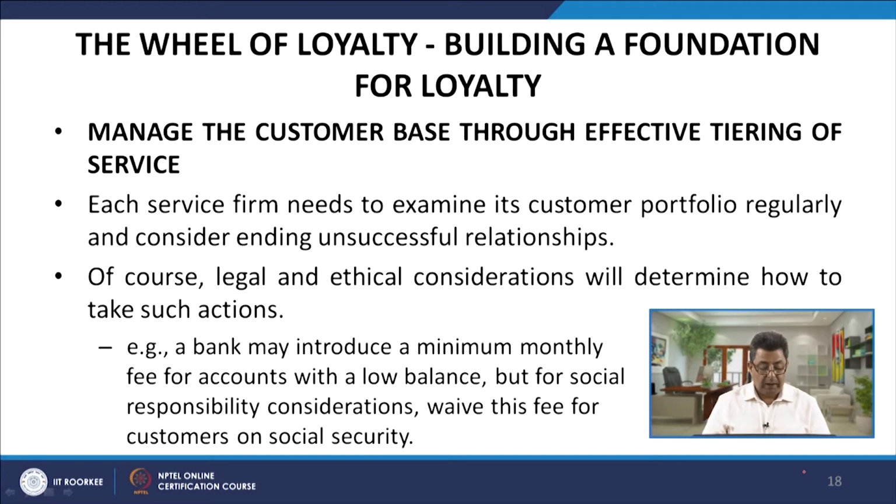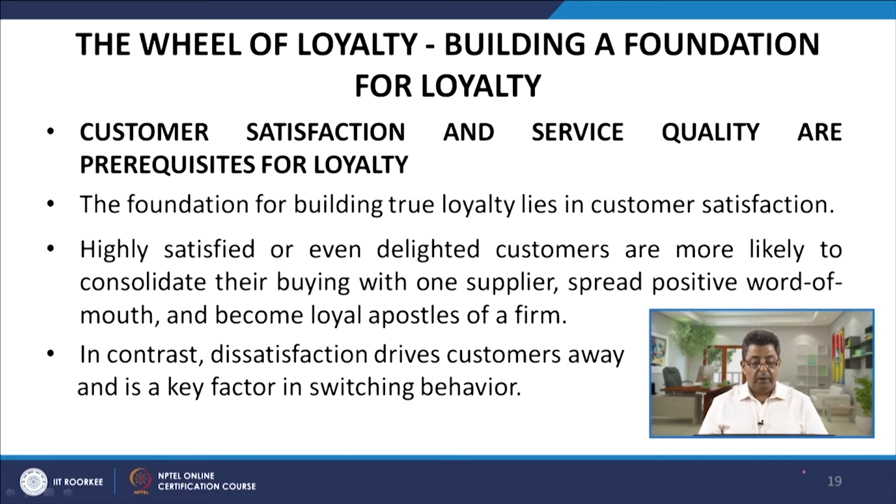For example, a bank may introduce a minimum monthly fee for accounts with a low balance, but for social responsibility consideration, waive this fee for customers on social security. So those who are not earning money and getting government subsidies, government funds, for them this kind of minimum fee can be waived off. Now let us look at how customer satisfaction and service quality are prerequisites for loyalty.